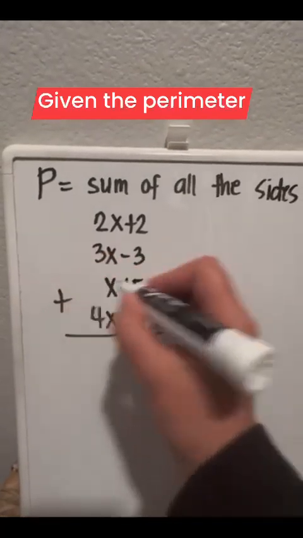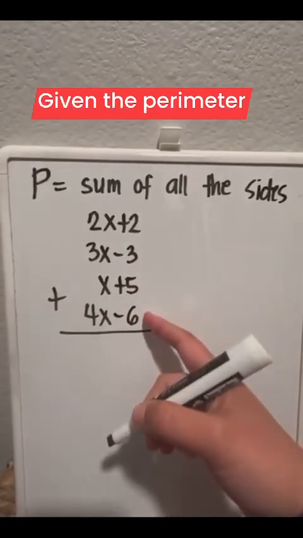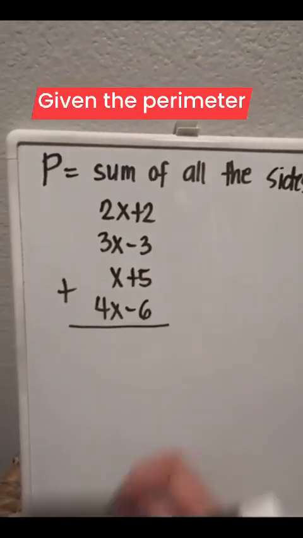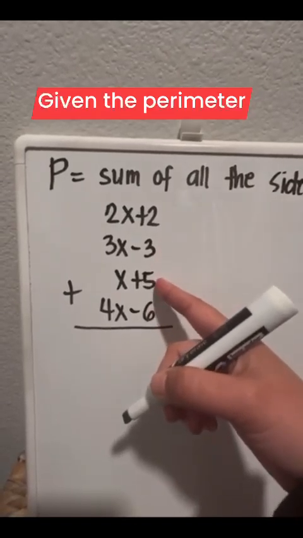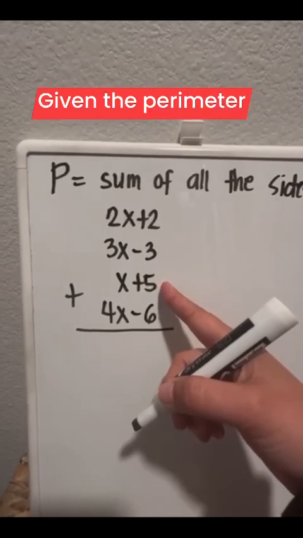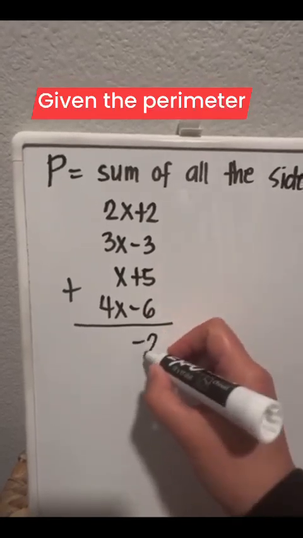Okay. So let's combine all the like terms. Let's start from the right side. So 2 minus 3, that's negative 1. Negative 1 plus 5, that's positive 4. And positive 4 minus 6, that's negative 2.